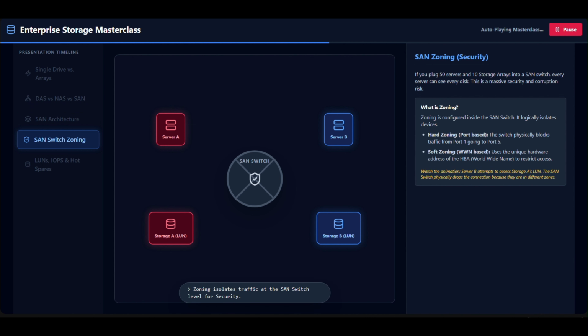However, connecting everything together creates a security risk. By default, every server can see every disk. To secure the fabric, administrators configure zoning on the SAN switch. Notice how the red and blue zones communicate securely. But if the blue server attempts to access the red storage array, the switch uses hard zoning to physically block and drop the unauthorized connection.